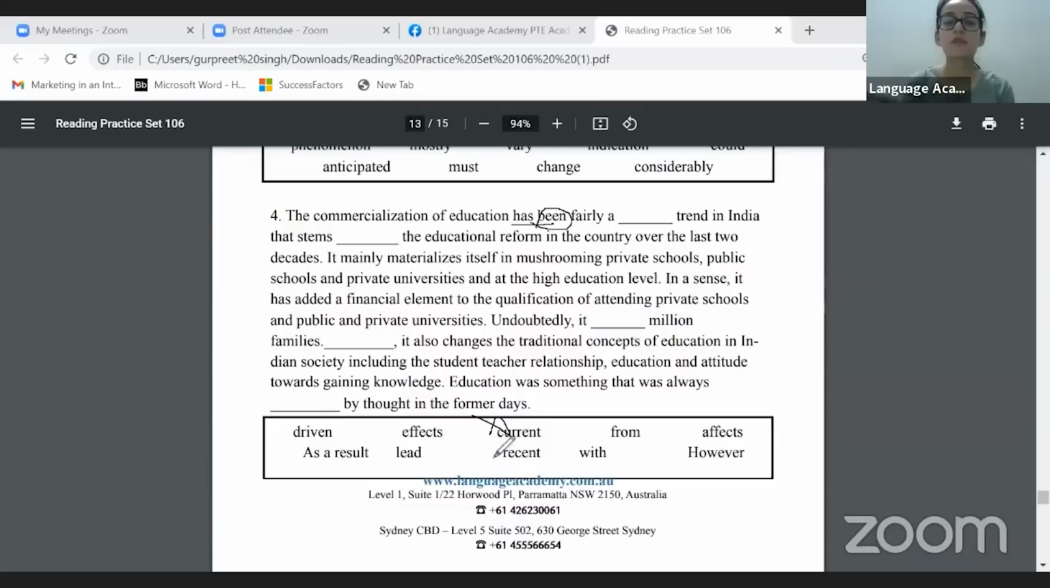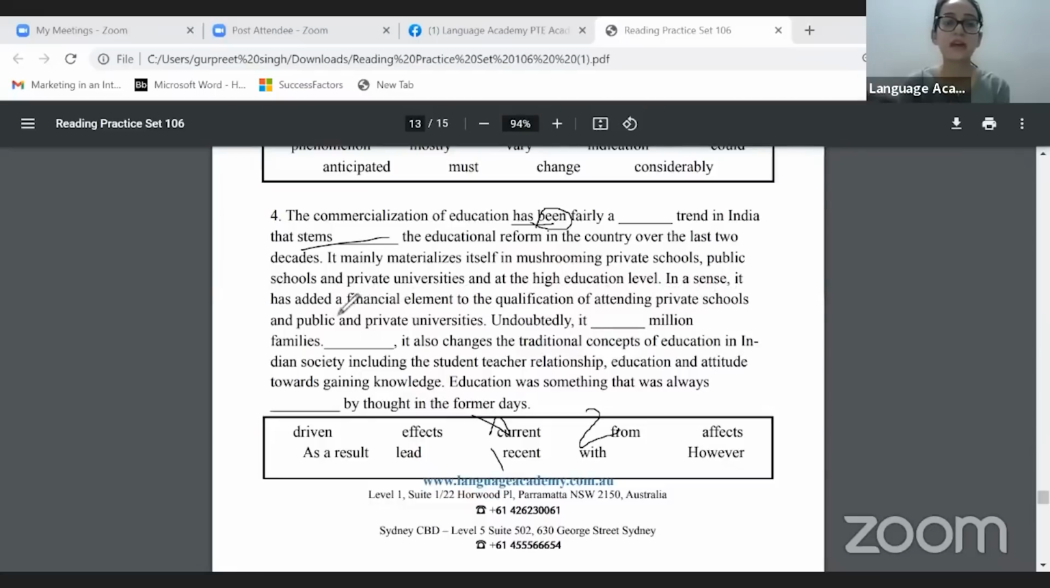That is why we have to go with "recent," because recent means the last new. It takes into account past time also. So it is a recent trend in India that stems dash the educational reform in the country over the last 2 decades. "Stems from" is a collocation. The word "stems" always comes with "from." It mainly materializes itself in mushrooming private schools, public schools, and private universities, and at the higher education level.